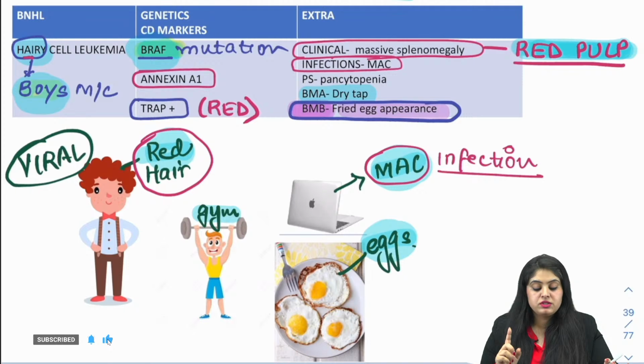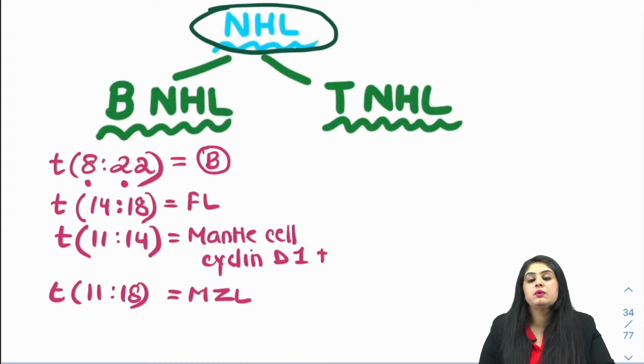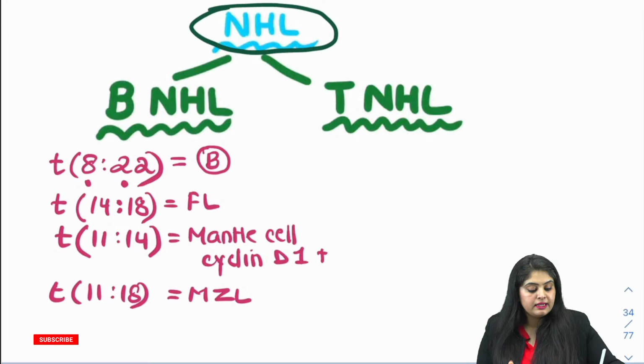Now there's one question which everyone has been asking me again and again, that ma'am, how will we get to know what is B cell NHL and what is T cell NHL? So having said that, everything that I have taught you up till now, everything was B cell. I have not gone into the T cell variety. So now I told you that there were a total of 7 B NHLs.